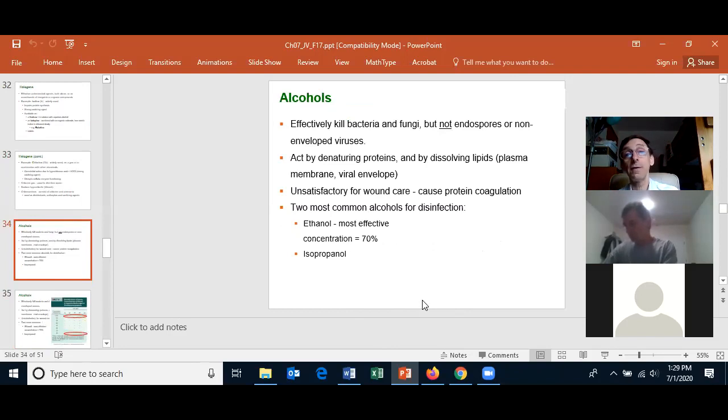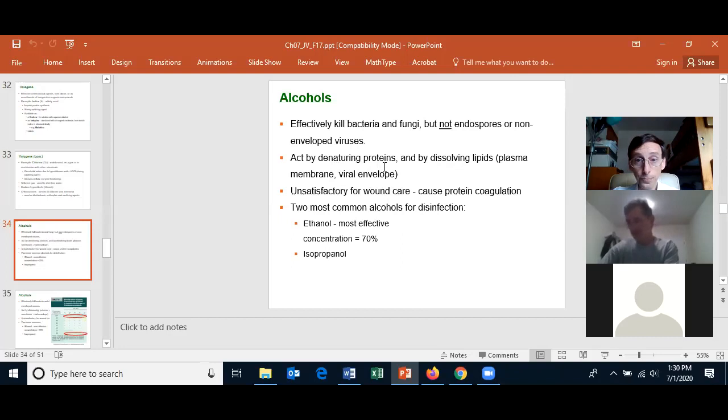Alcohols effectively kill bacteria and fungi, but they do not do anything to endospores, and they are not very good at killing non-enveloped viruses. If the virus has an envelope, alcohol is very effective at denaturing the proteins and dissolving the lipids in the viral envelope. So alcohols are very good at killing enveloped viruses. And they're good at destroying the plasma membrane of cells. They also act by denaturing proteins.